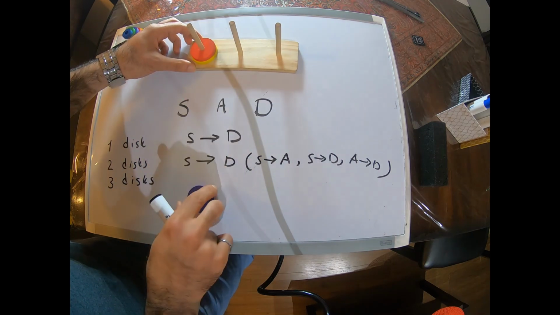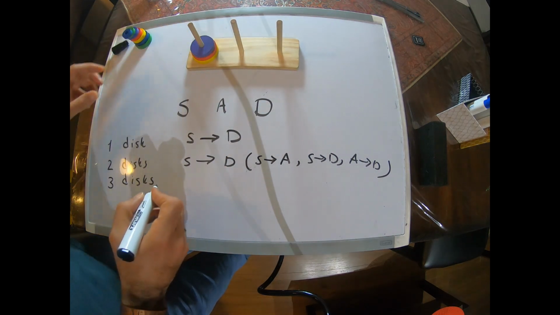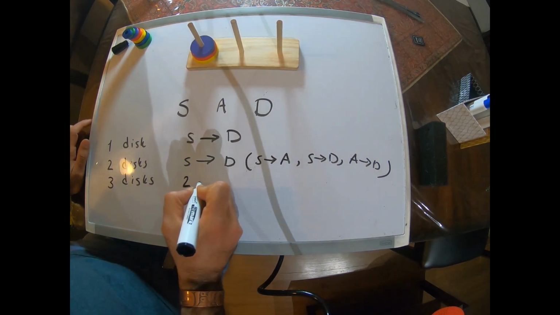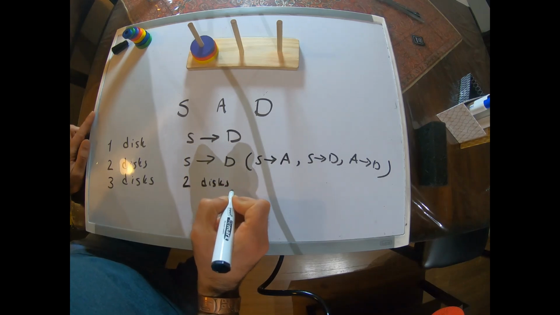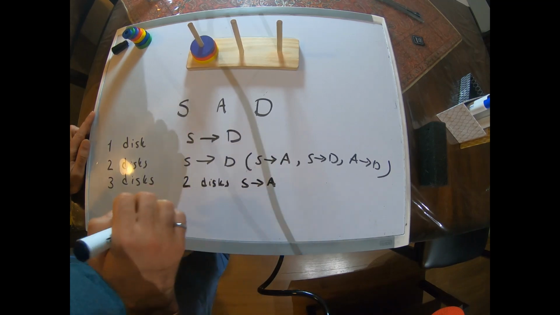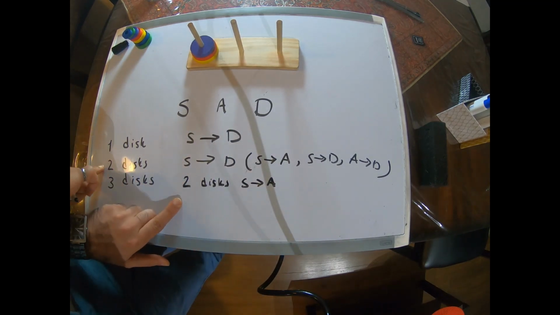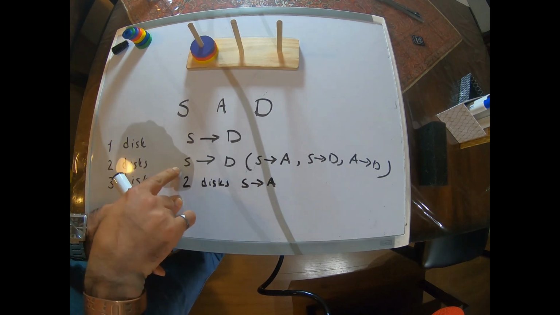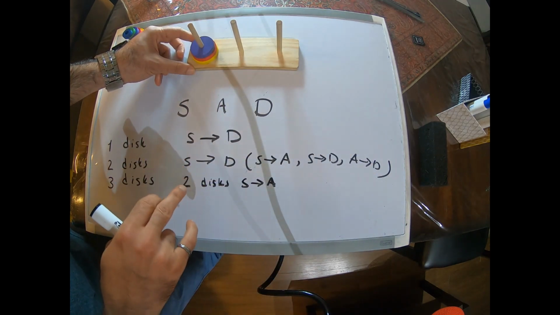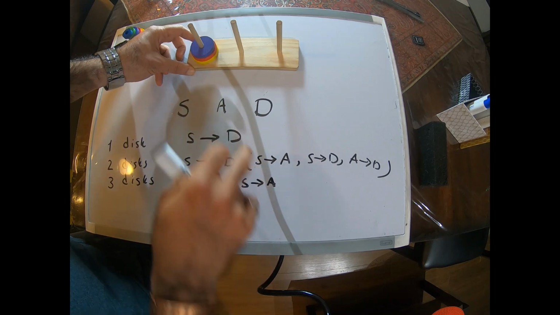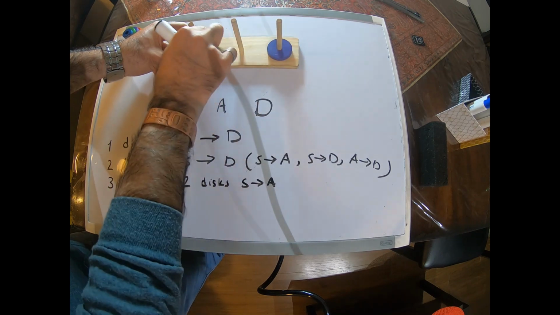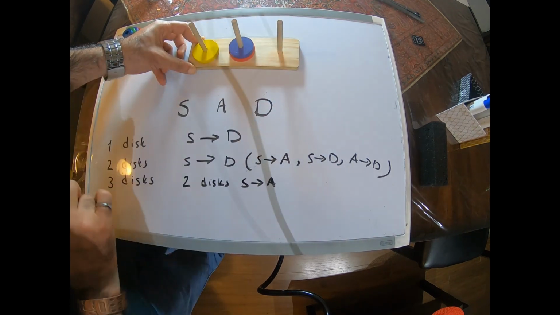If I have 3 disks, then the problem is gonna be moving 2 disks from source to auxiliary, right? And I already know how to do this because you already know how to move 2 disks from one pole to another pole, right? It's gonna take 3 moves, but this time I wanna move them from source to auxiliary, right? So it's gonna be like this, 1, 2, 3, right?